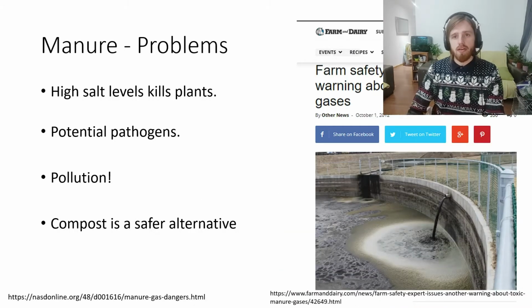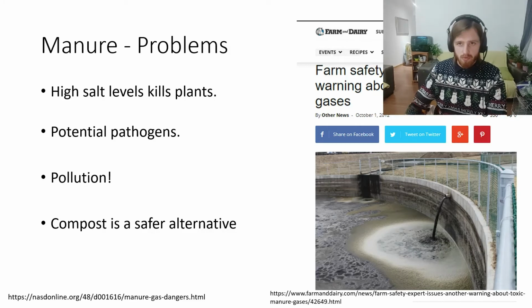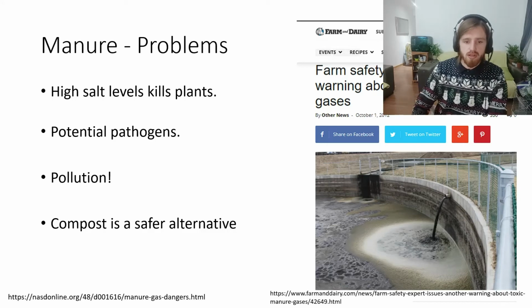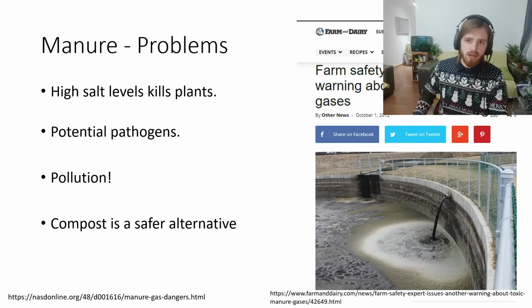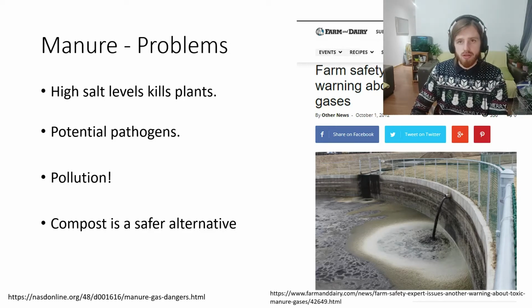Pollution, methane, is a big issue. It's actually killed farmers in the past. It's a toxic gas. It's also really bad for the environment, worse than carbon dioxide. There are also pathogens in manure, funnily enough, and high salt levels, which come from the diets of the farm animals. Compost is a safer alternative.